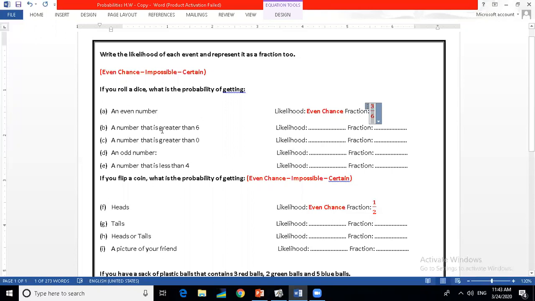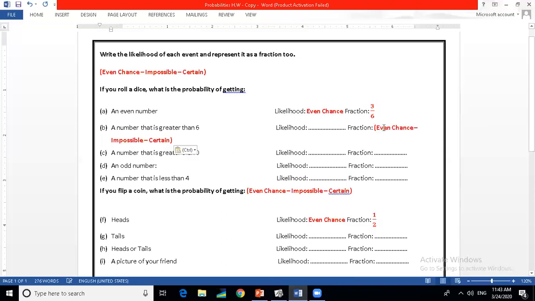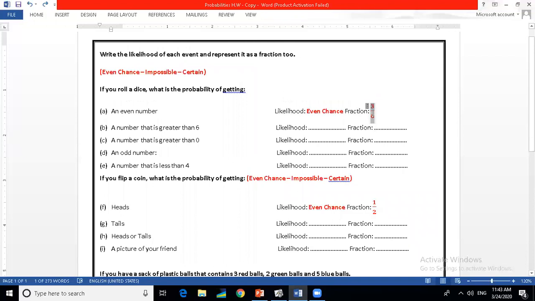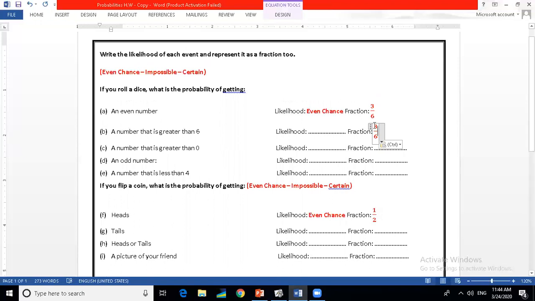All right, the next question, B, a number that is greater than 6. We agreed that all the options are just 6. So what out of 6 is greater than 6 on a dice? You roll a die, we agree that we have 1, 2, 3, 4, 5, 6. The numbers that are greater than 6 are just 0. So it is 0 out of 6 as a fraction.